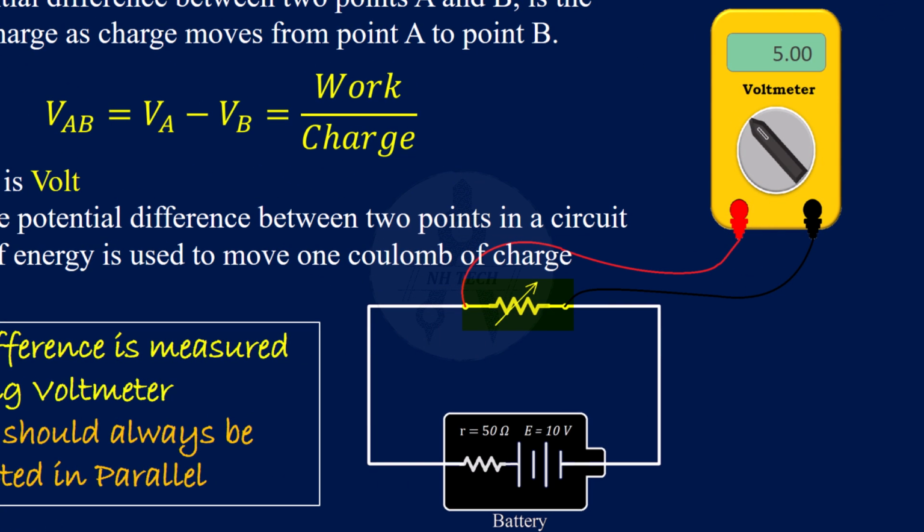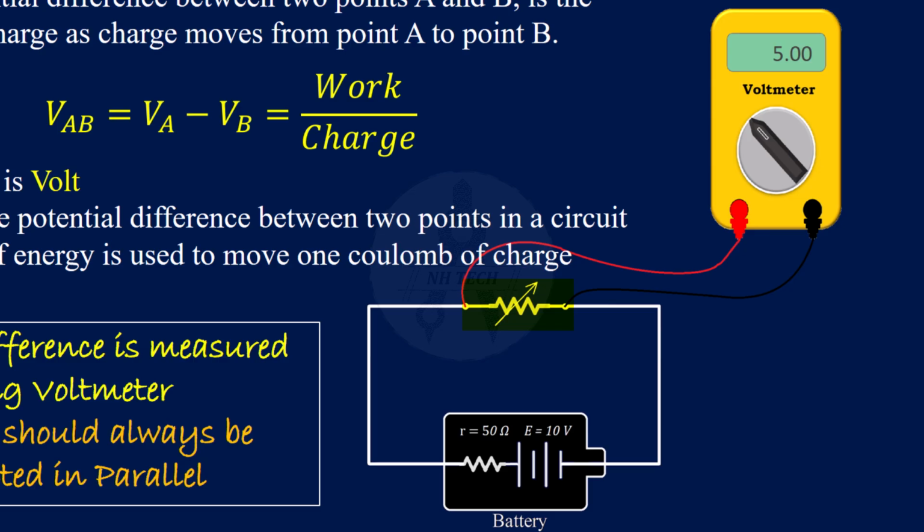We are measuring the voltage across a variable resistor. The voltmeter is showing a reading of 5 volts. Now here's a question for you. Can you figure out the value of the variable resistor that gives a voltage of 5 volts? Take a moment, pause the video and think about it. Let's solve it together. It's actually very simple.